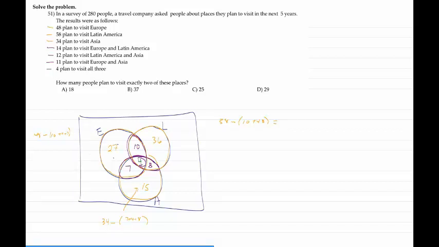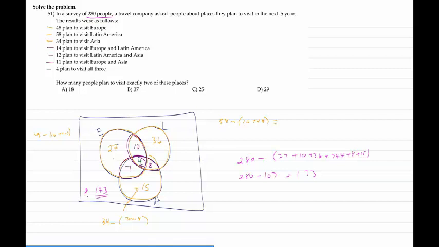Okay, so now I've filled in most of it. I haven't filled in everything. There's still one more region to fill in. How many people go out here? So this would be the number of people who do not plan to visit any of these 3 countries. Okay, so we have a total of 280 people surveyed. So 280 minus all of those I've already accounted for. So 27 plus 10 plus 36 plus 7 plus 4 plus 8 plus 15. So 280 minus 107. And so 173. So 173 plan to visit none of these.